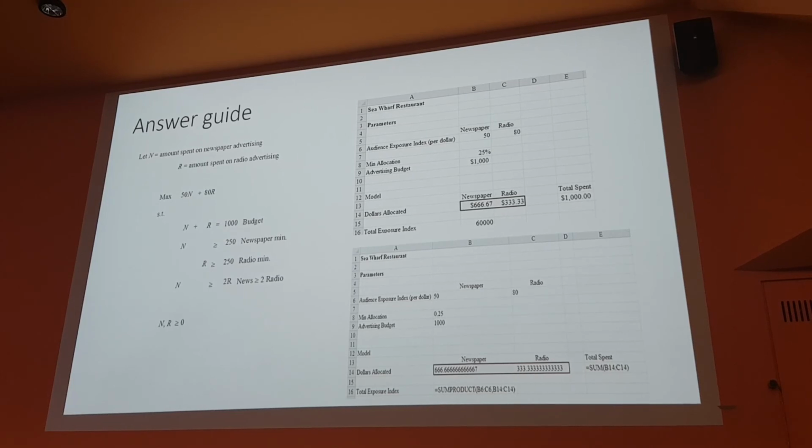Say, for example, if we call N the amount spent on the newspaper advertisement, and R the amount spent on radio advertisement, these are our two decision variables, N and R, or we could call them X1 and X2. And we want to maximize 50N plus 80R. What is 50N plus 80R? This is our objective function.